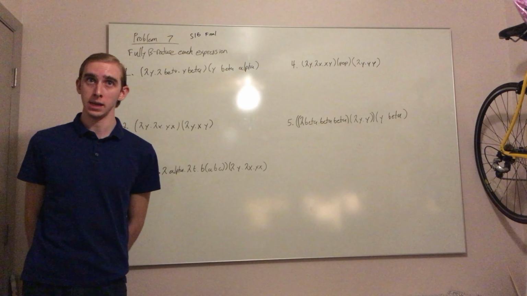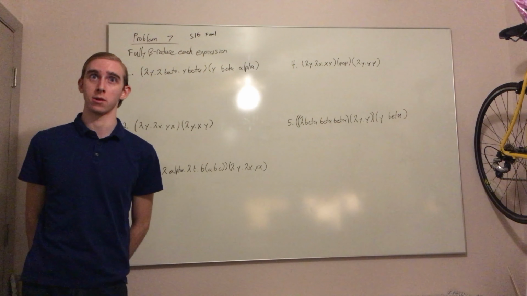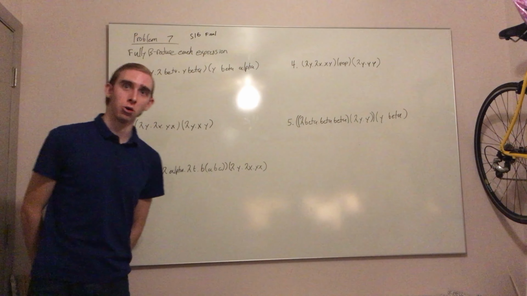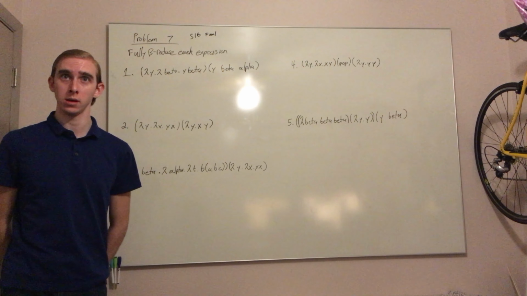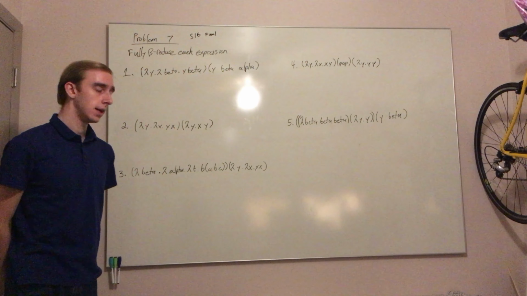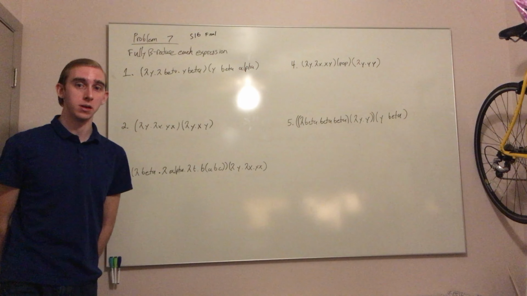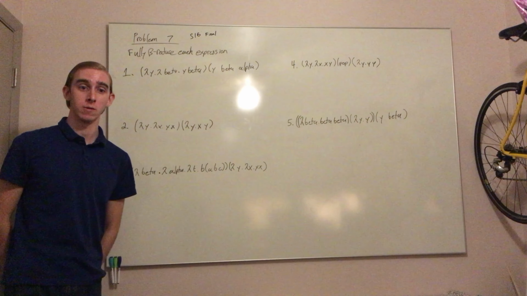My name is Benjamin Clayton and I am one of the UGTAs for CSE340. I will be covering question 7 from the Spring 2016 Final. This question has five lambda expressions to fully beta-reduce, and we will start with the first.